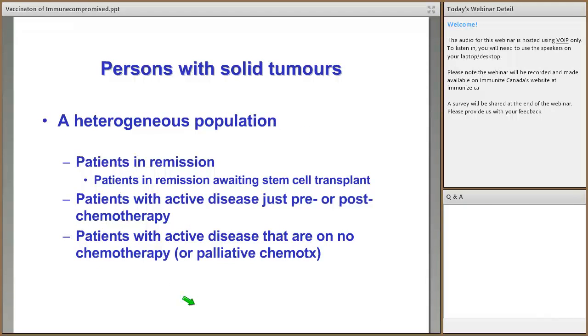So that was HIV positive persons, where I had an opportunity to tell you about the pneumococcal vaccine. Now, what about persons with solid tumors? This is really a heterogeneous population. We have patients who are in remission. Some patients in remission will be awaiting a stem cell transplant. Some patients will be getting chemotherapy, so they may have active tumor. Maybe they present to you just prior to chemotherapy or post-chemotherapy, and other patients may have active tumor but are on no chemotherapy or possibly palliative chemotherapy.